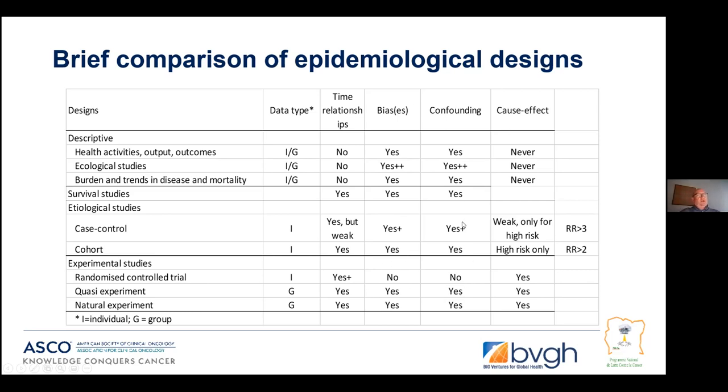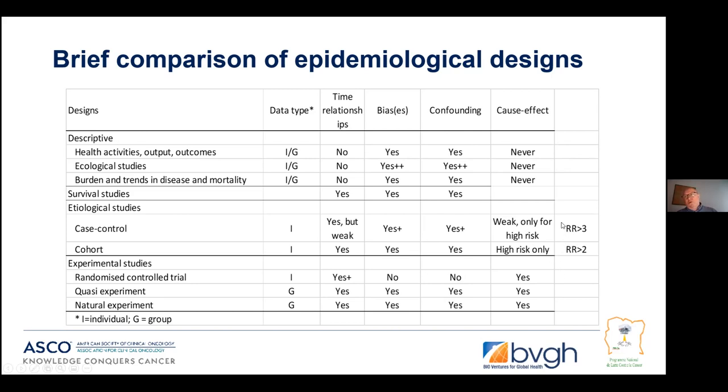Confounding is about the same story, where we always have to be careful with the different designs. By definition, confounding is practically impossible to control in descriptive studies. Whereas with etiological studies, the statistical methods may help you greatly, provided that you have the right data, that you have collected data on this confounding factor. So for cause and effect, never with the descriptive studies.